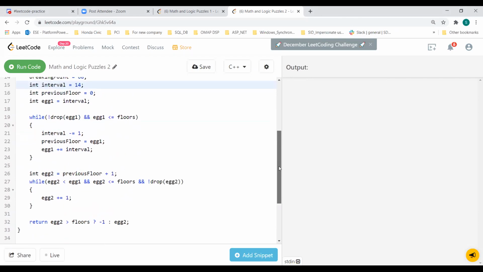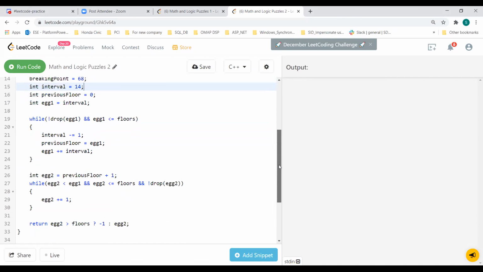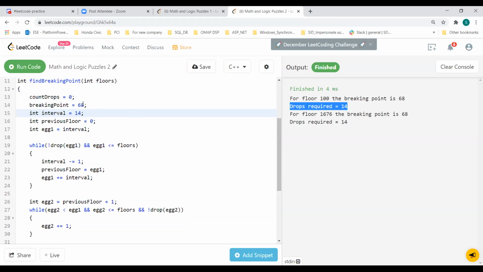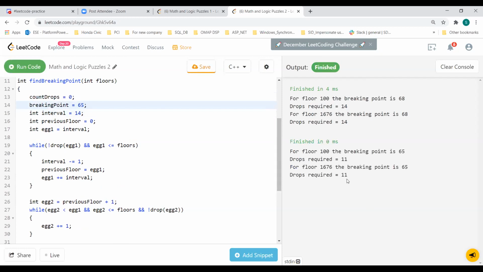Okay, so if I give an interval of 14, let us see if we get the breaking point. We can get a breaking point of 68. That's true, we will surely get it, but then the drops required are 14 in that case. Okay, and then if we change this breaking point to some other value, maybe like 65, it will surely reduce, right? In that case it's going to take 11, but it's not going to go more than 14, right?